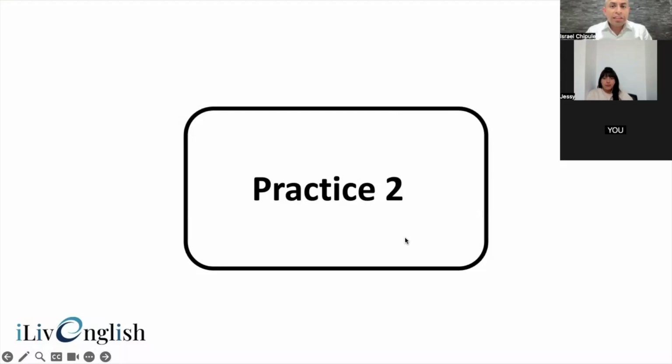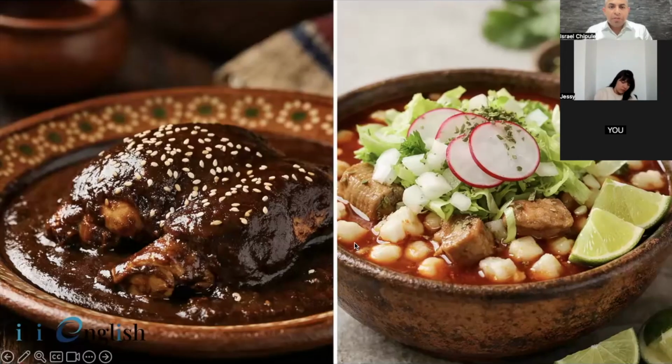In the next exercise, Jesse and you, let's practice with personal ideas. Example. Super personal ideas, okay? Very personal ideas. This is my example. Mole is very delicious, and so is pozole. Or mole is very delicious, very tasty, so is pozole. Okay? This is my example. Now, what is your example, Jesse? What is your example, student you?